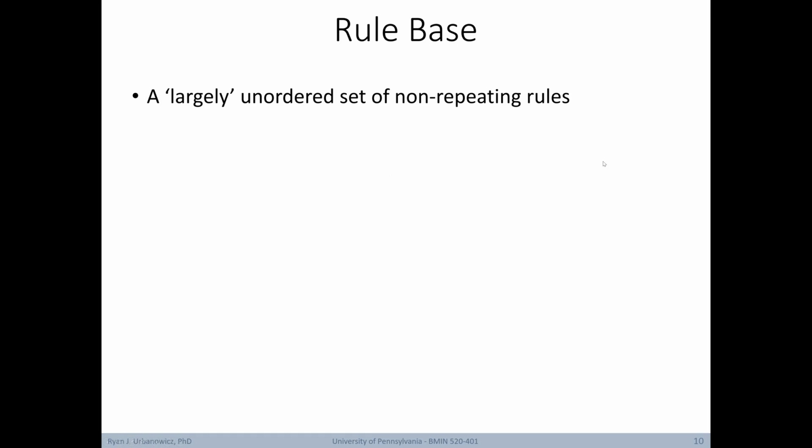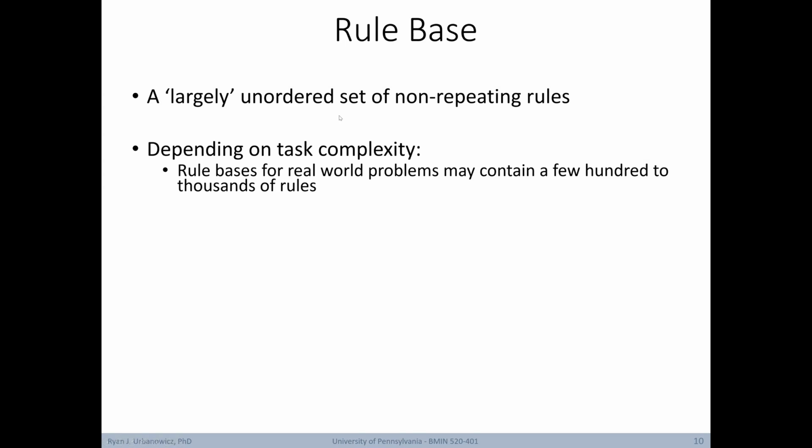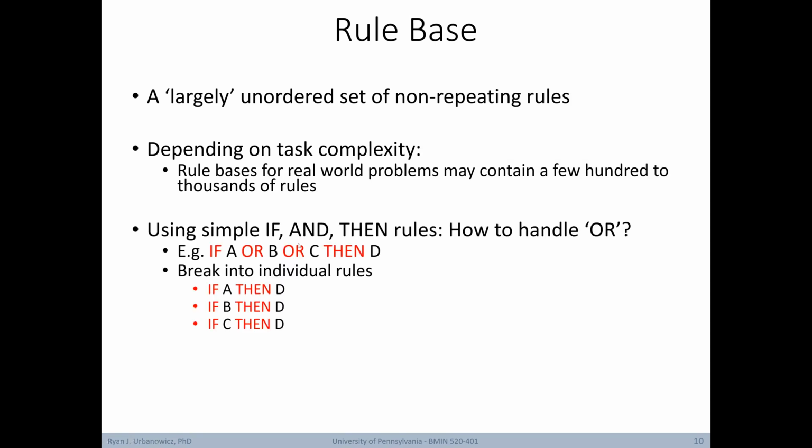Diving into the rule base a little bit more, it's typically a largely unordered set of non-repeating rules. Depending on the task complexity, rule bases for real-world problems may contain a few hundred to thousands of rules. Considering that we're using just if and then rules, how do we handle or situations? For example, if we want to say if A or B or C, then D.